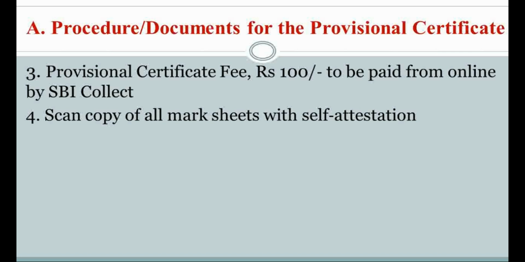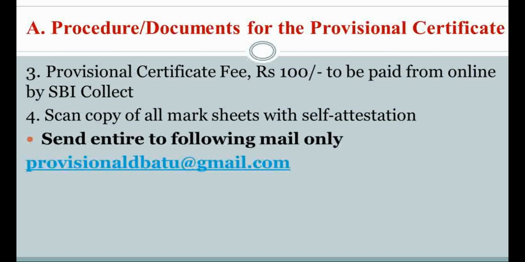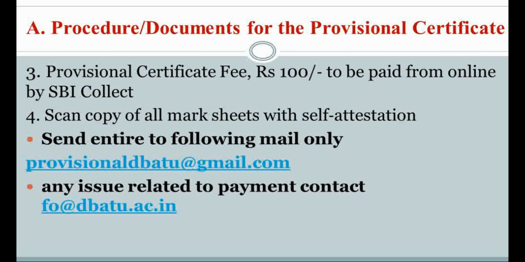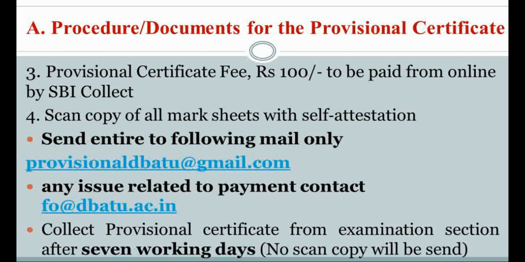All these documents we have to mail to this given email ID, that is provisionaldbatu@gmail.com. For any issue related to the payment, you have to contact fo@dbatu.ac.in. After completion of all this process, you can collect your provisional certificate from the examination section after 7 working days. So this copy you will receive after 7 working days from the examination section. Only the hard copy will be provided, no scan copy will be sent to any candidate.